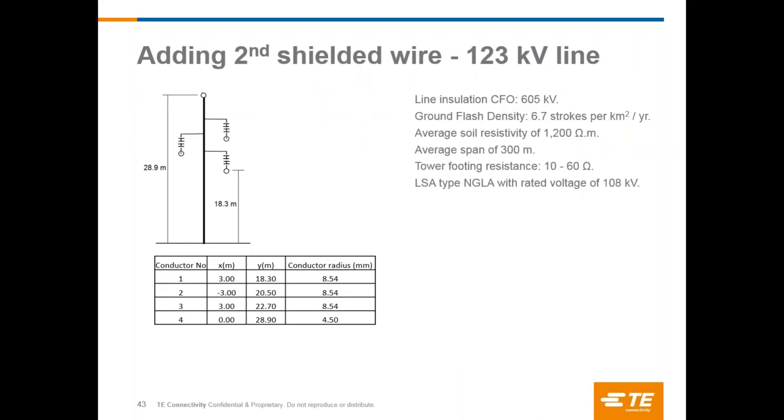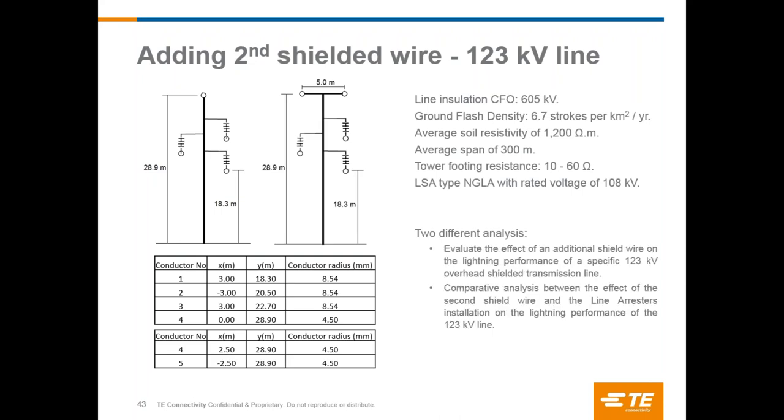The fourth example is adding a second shield wire on a shielded 123 kV line. Details of the line are shown in this picture. Line ground flash: 600; line insulation: 605 kilovolts; ground flash density: 6.7 strokes per square kilometer per year; average soil resistivity the same as in the previous case, 1200 ohm meters; average span 300 meters; tower foot resistance changing from 10 to 60 ohms; and line surge arrester type no-gap line arrester with rated voltage 108 kV.